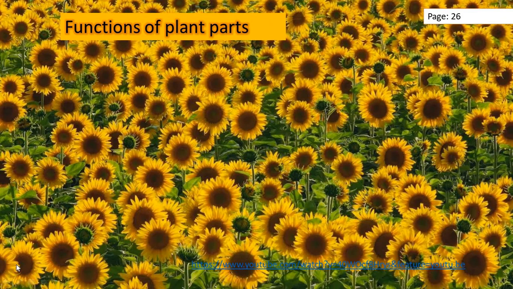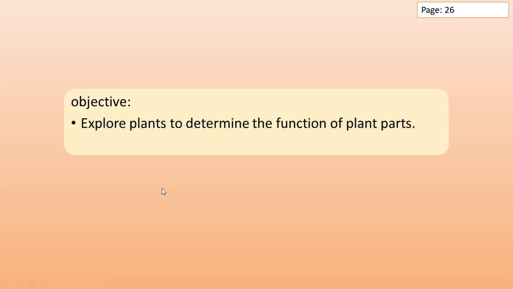Our lesson today is talking about functions of plant parts. It's very interesting. It's page number 26 in your book, grade one. Let's start it. The objective of our lesson today is to explore plants to determine the function of plant parts.